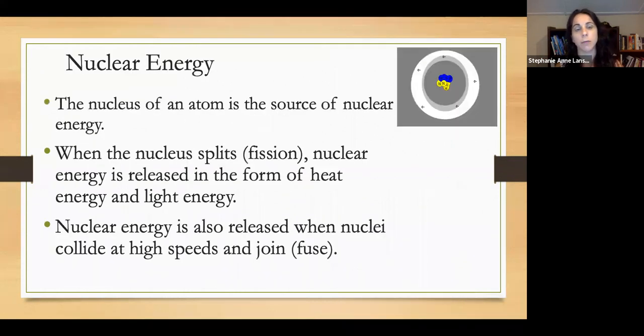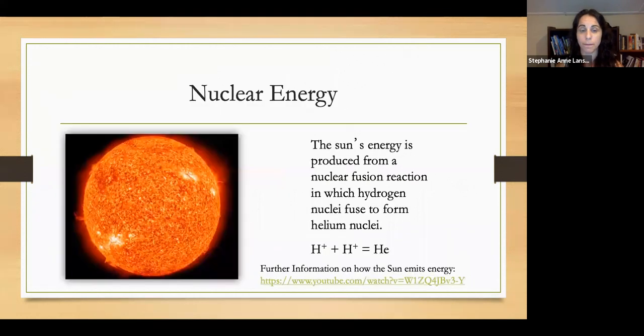Nuclear energy, the nucleus of an atom is the source of nuclear energy. When the nucleus splits, which is fission, nuclear energy is released in the form of heat energy and light energy. And nuclear energy is also released when nuclei collide at high speeds and join, which is fusion.